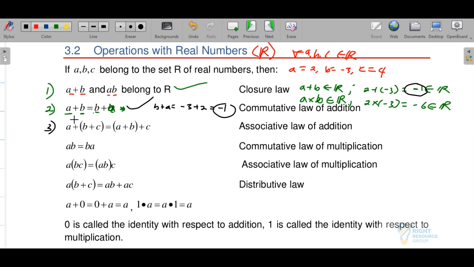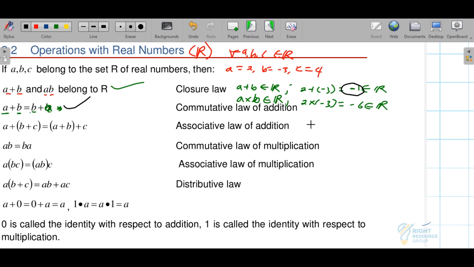So let's look at number 3. Number 3 is the associative law of addition. What does it say? The associative law of addition is saying that A plus bracket of B plus C is going to be equal to bracket of A plus B, plus C. So let's check for the left hand side. Our value of A is 2, plus bracket of B, which is -3, plus C. C is 4. So this is 2 plus 1, which is equal to 3, because -3 plus 4 is 1. So this is the left hand side.